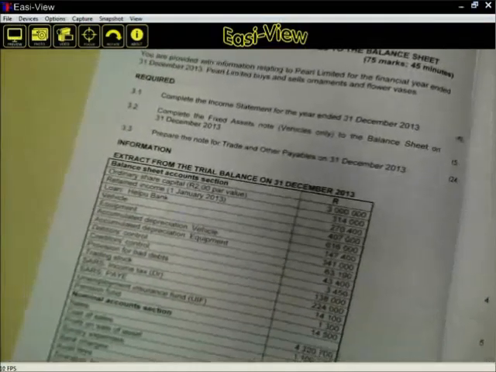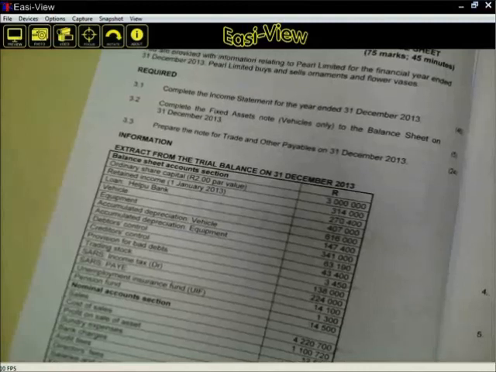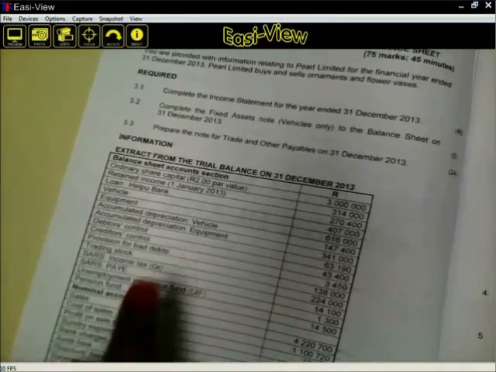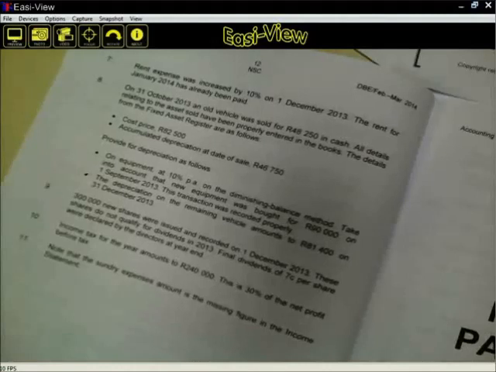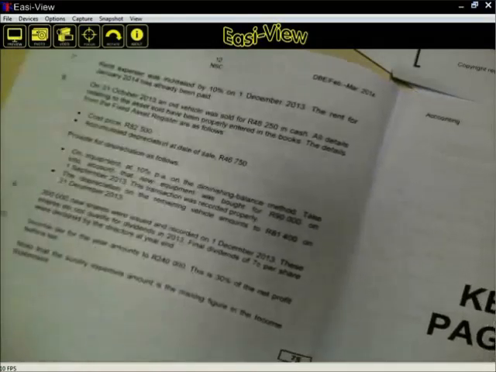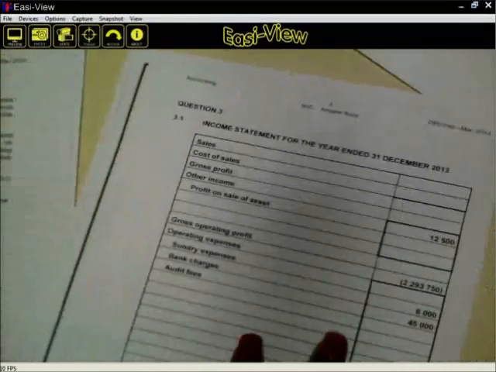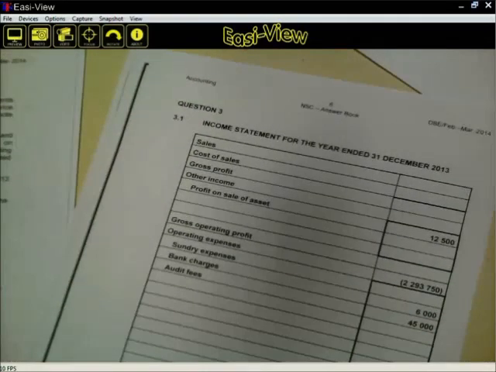So here are the requirements. They've done an extract for you: information from the trial balance section and the nominal account section. Here are your adjustments, 1 up to adjustment number 11. So we'll just end where we can. We might not do it all. So here is our answer sheet. I want us to go straight into details.